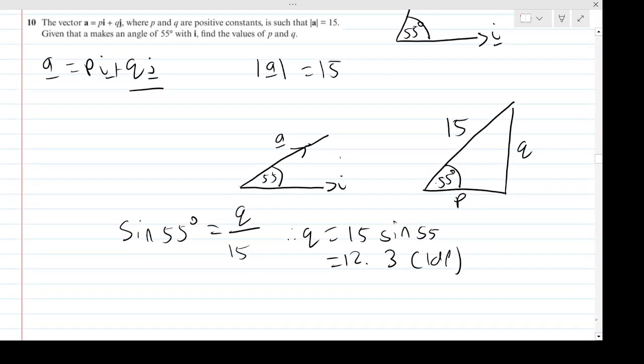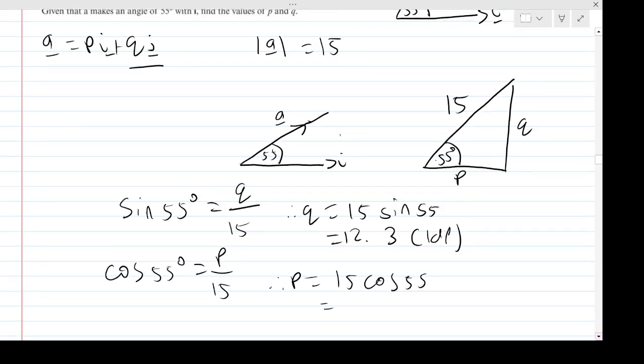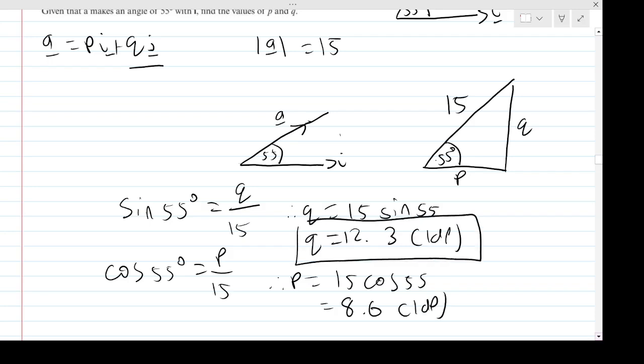And then we could do the same for p. So now we're going to use cos. So cos of 55 is going to be the adjacent, which is the p, over 15, the hypotenuse. So therefore p, if we times both sides by 15, is 15 cos 55. If I put that in the calculator, I get 8.6 to 1 decimal place. And those are the values of p and q.